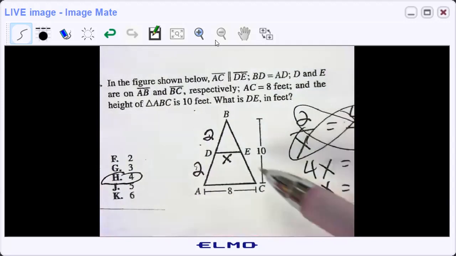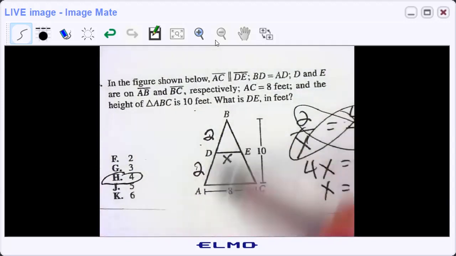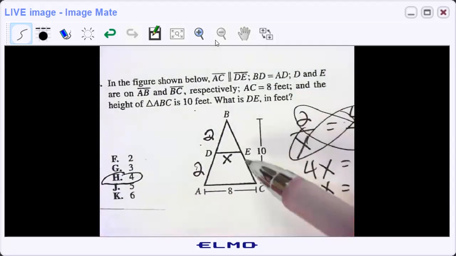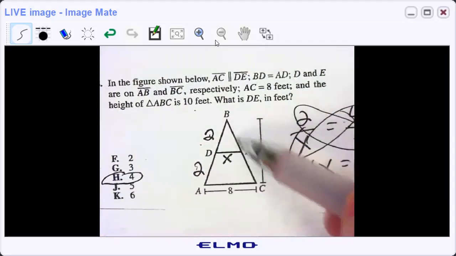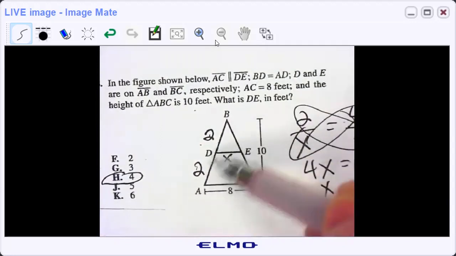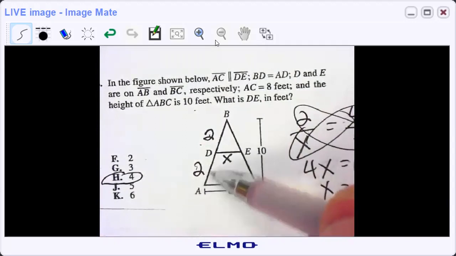So again, just be real careful when you're dealing with these triangles inside of triangles that are similar. If they're not comparing a section here, you don't want to be using just a section here.